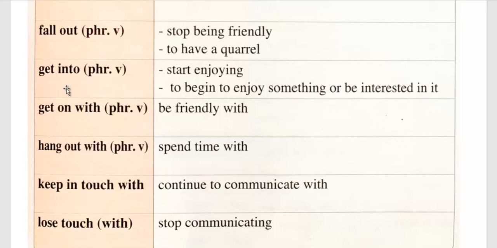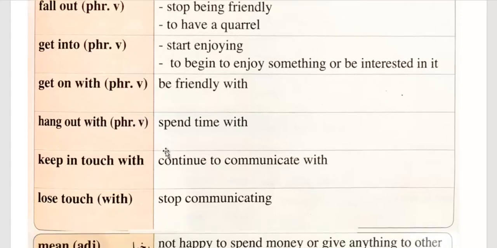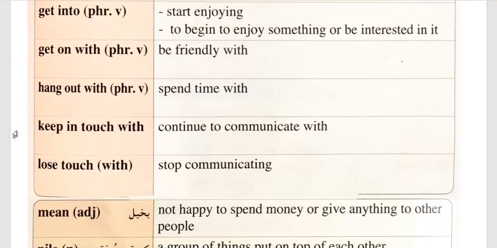Get on with: be friendly with. I had so many problems, but I got on with Muhammad. We were two friends. Hang out with: spend time with. I spent my time hanging out with my friends.